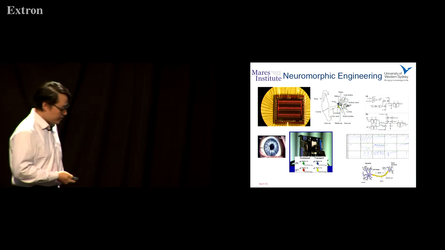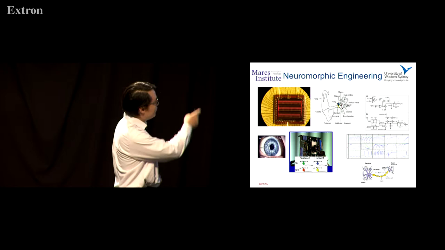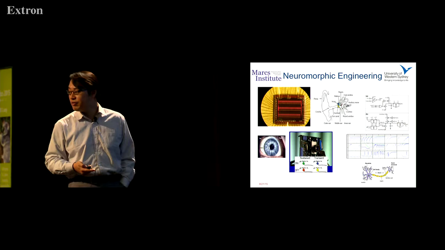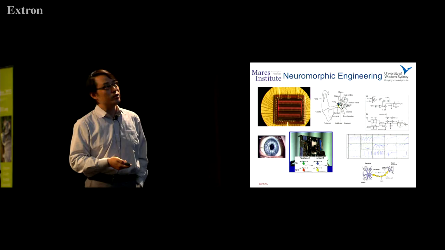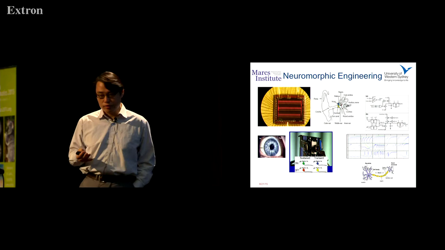Okay, so there are some examples that neuromorphic engineering has done. One at the top left is the cochlea. The downside is the silicon retina, and on the right side, the silicon neurons that can reproduce the behaviors of biological neurons. So far, most research has focused on these sensors because we know how they work. But now we move to the brain and the cortex and more complicated things.